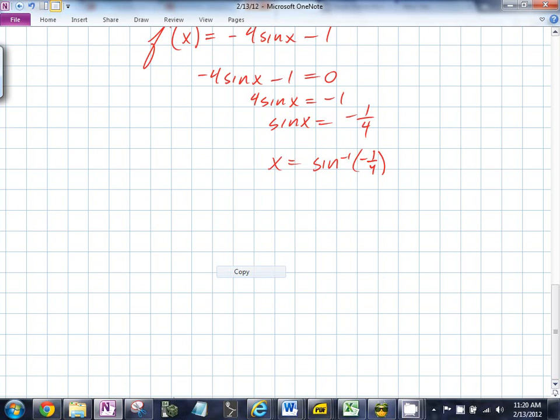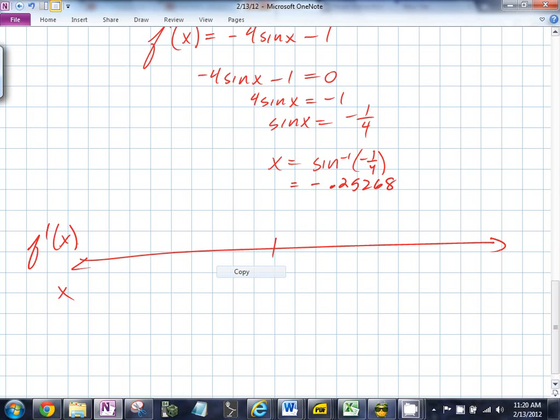Can someone tell me what that is? Negative 0.25268. Yeah, and it goes on forever. It's going to be nasty, right? But there it is. So here's the thing. There's only one value though. That's kind of nice. So you have your value here. Is that radians or degrees? Probably radians.